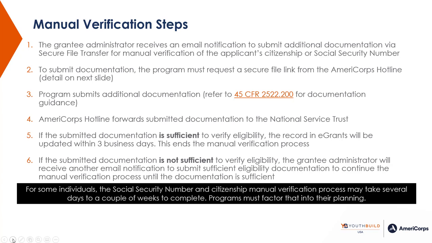So the way this works is you're notified through the eGrants system when you go in and you see that social security status for the individual or citizenship status that you need to move forward because it got marked as returned. You'll request a secure link from the AmeriCorps hotline. You'll submit your additional documentation. The hotline will review everything after they send it to the National Service Trust. If everything is good, then the eGrants record will be updated and it'll change to manually verified. If it's not good, then they'll have to reach out and request additional information.